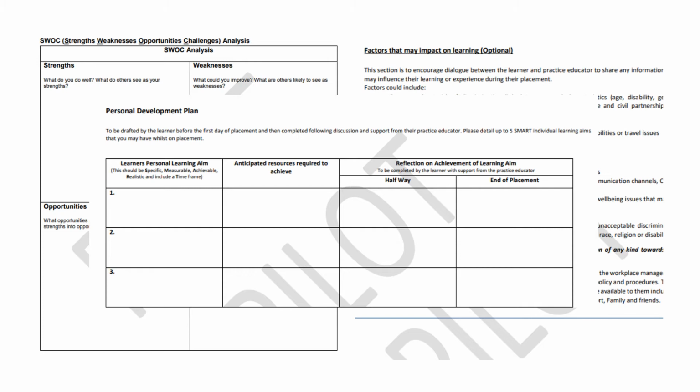As well as these elements of the form, reflection should form an integral part of the placement. This is a chance to look back on learning events and to ask questions. What went well? What could have gone better? And what would I change next time, for example? Students are encouraged to use the CSP's e-portfolio or similar to document this.